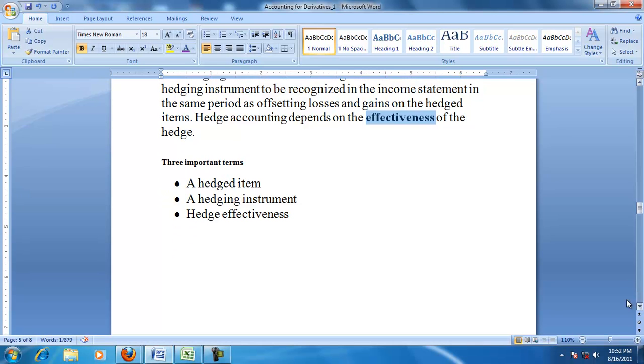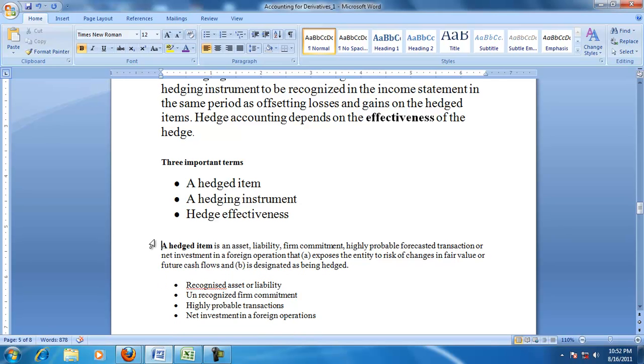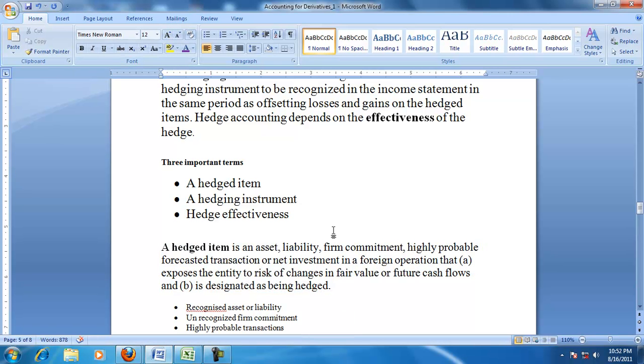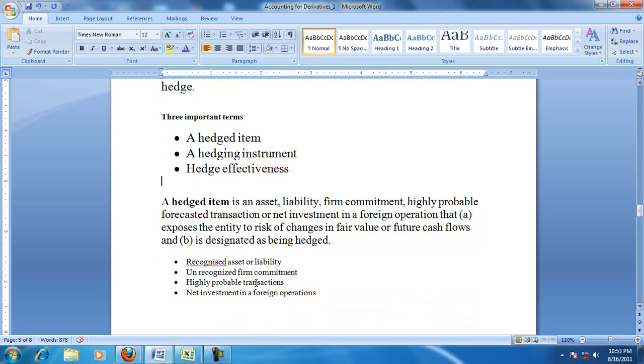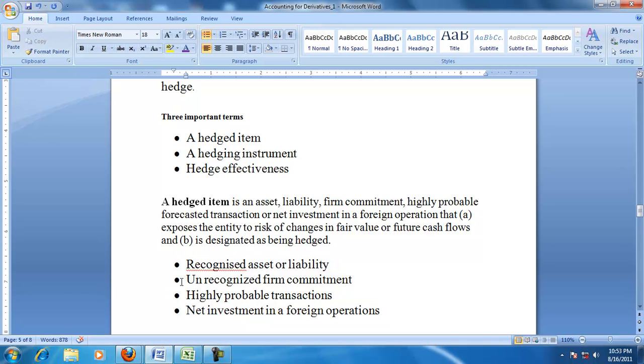What can be a hedge item? A hedge item is anything that is exposed to risk, anything which can be hedged. So an asset, a liability, cash flow, net investment, be it on the balance sheet or income statement, any item which is exposed to risk will be called a hedge item. But an important point that we should mark is that not just already recognized assets and liabilities, unrecognized highly probable items can also be hedged.